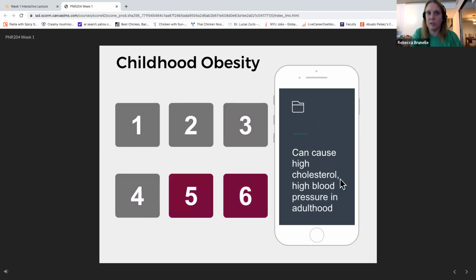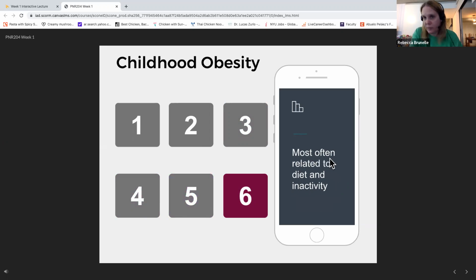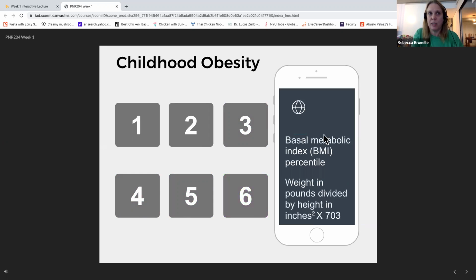Obesity is associated with high cholesterol, high blood pressure. And most cases of obesity are not an endocrine problem. It's usually related to diet and exercise. And it's always good to know BMI. I will say, you don't need to know how to calculate a BMI for any of the tests you take in this class. But it's important to know basically what a BMI is and how to calculate it.